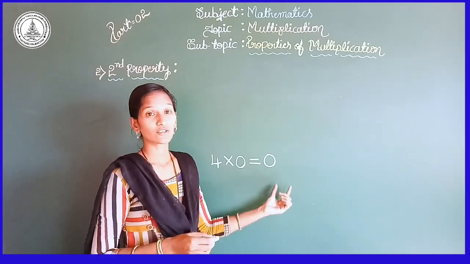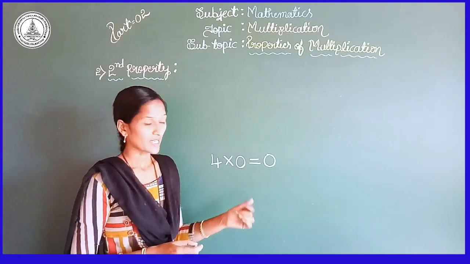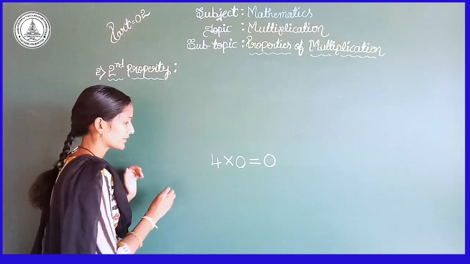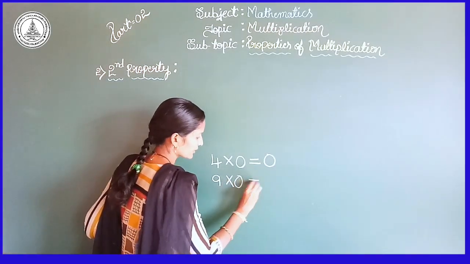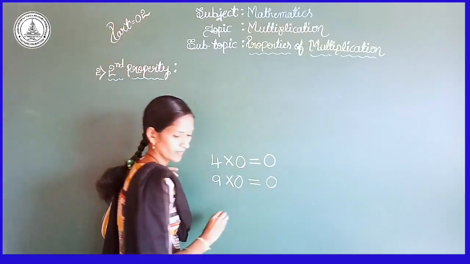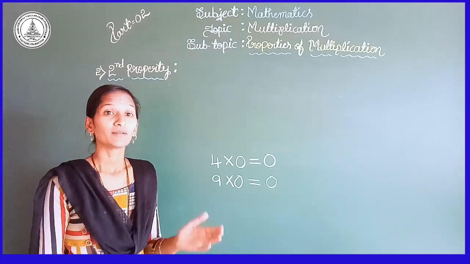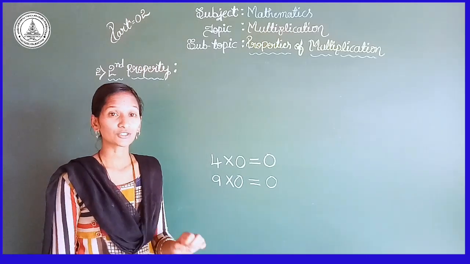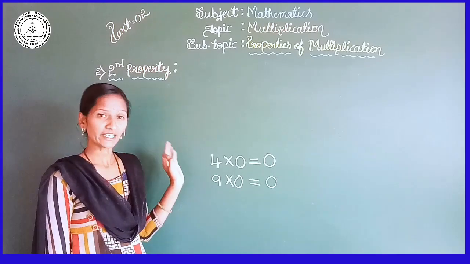The product is equal to 0. For example, 4 into 0 is equal to 0. Or I am taking 9 here. 9 into 0 is equal to 0. So not only 4 and 9, you can take any number, multiply with 0, the answer or the product is equal to 0. So this is the second property of multiplication.